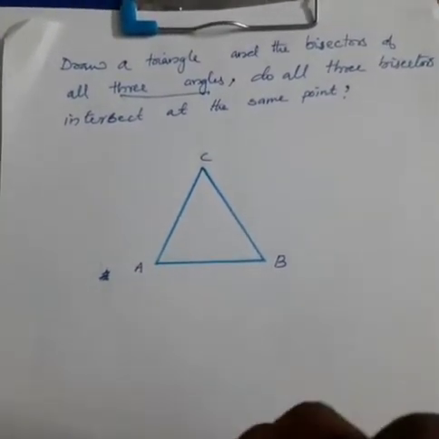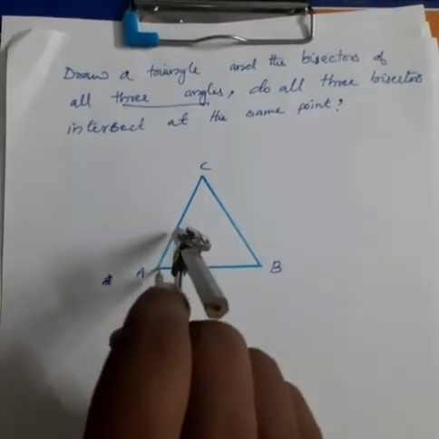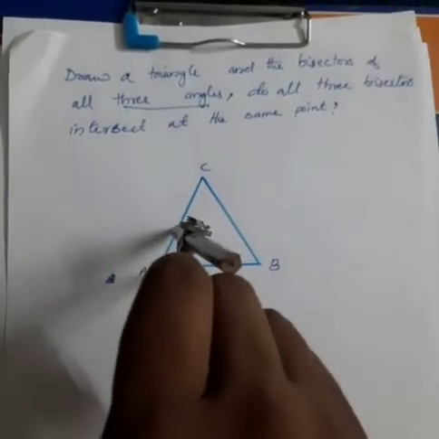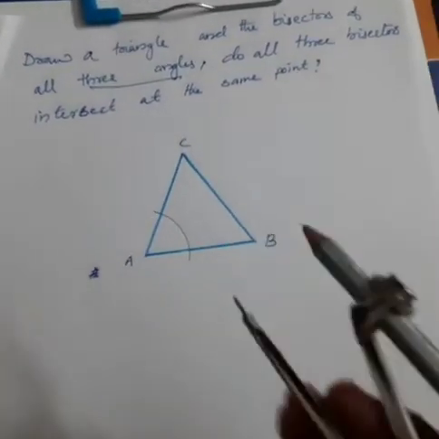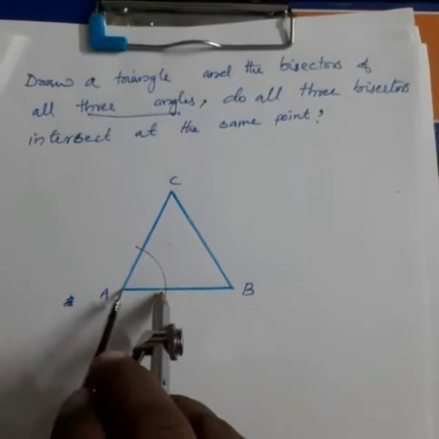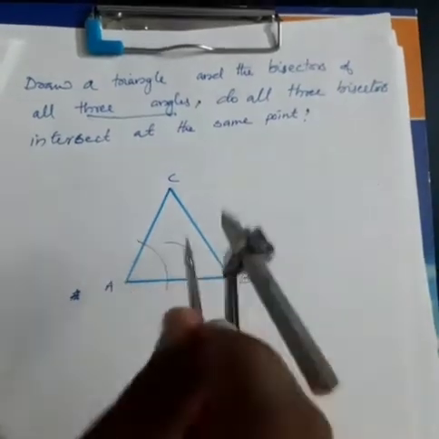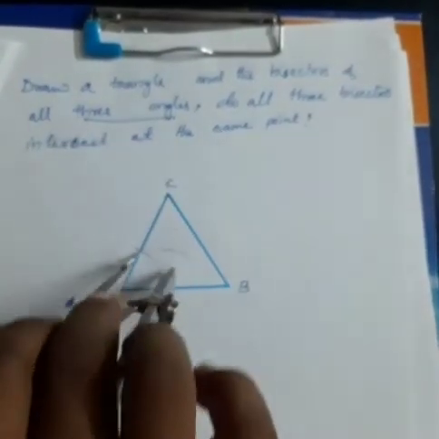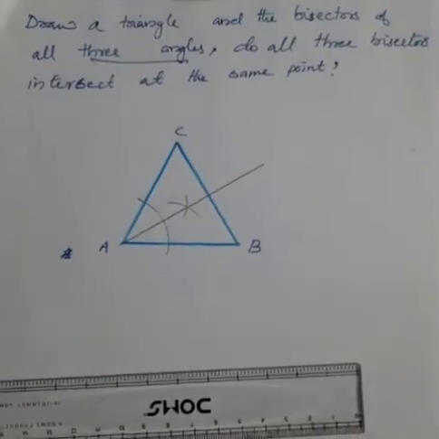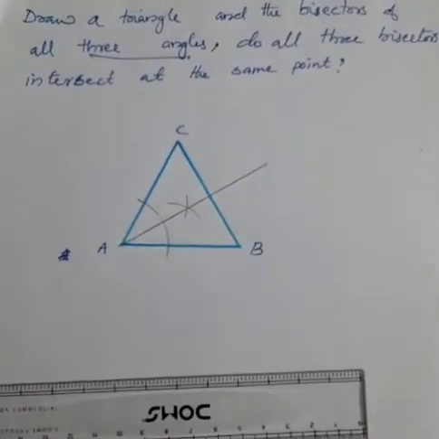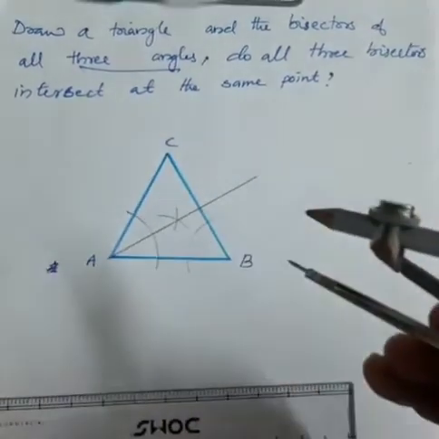For that, first take an arc from A, draw the arc like this, then draw the arc on A. Then from these two points mark the next arc. Then you have to join it. Then you have to join this line. Same way you have to draw the arc for B and C also.